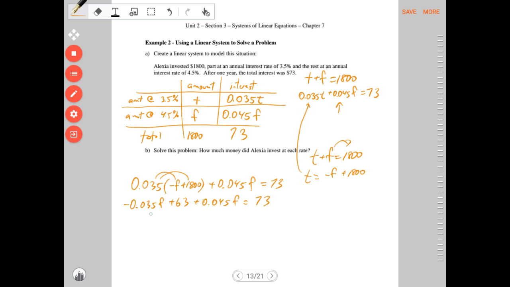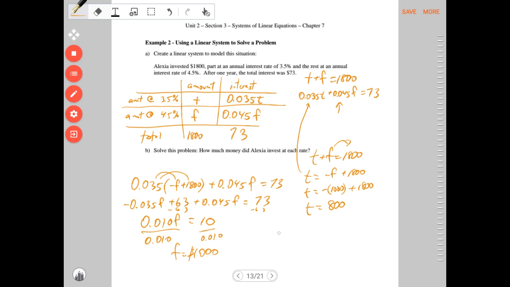So let's see, negative 0.035 f's plus positive 0.045 f's is 0.010 f's. Okay, and then let's see, we can go minus 63, so that equals 10. And then we just divide by 0.010. Divide whatever you do to one side, do to the other, and f equals $1,000. Okay, so if f is 1,000, we go up to this equation that we transposed, t equals negative 1,000, okay, plus 1,800, okay, so t equals 800.